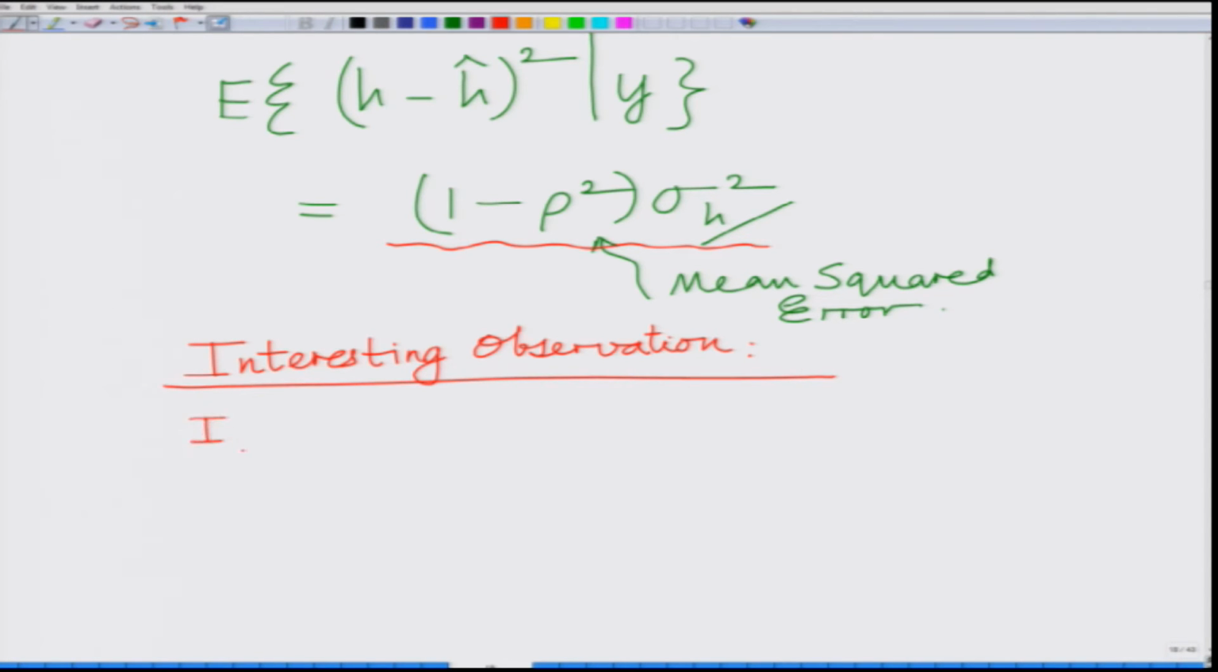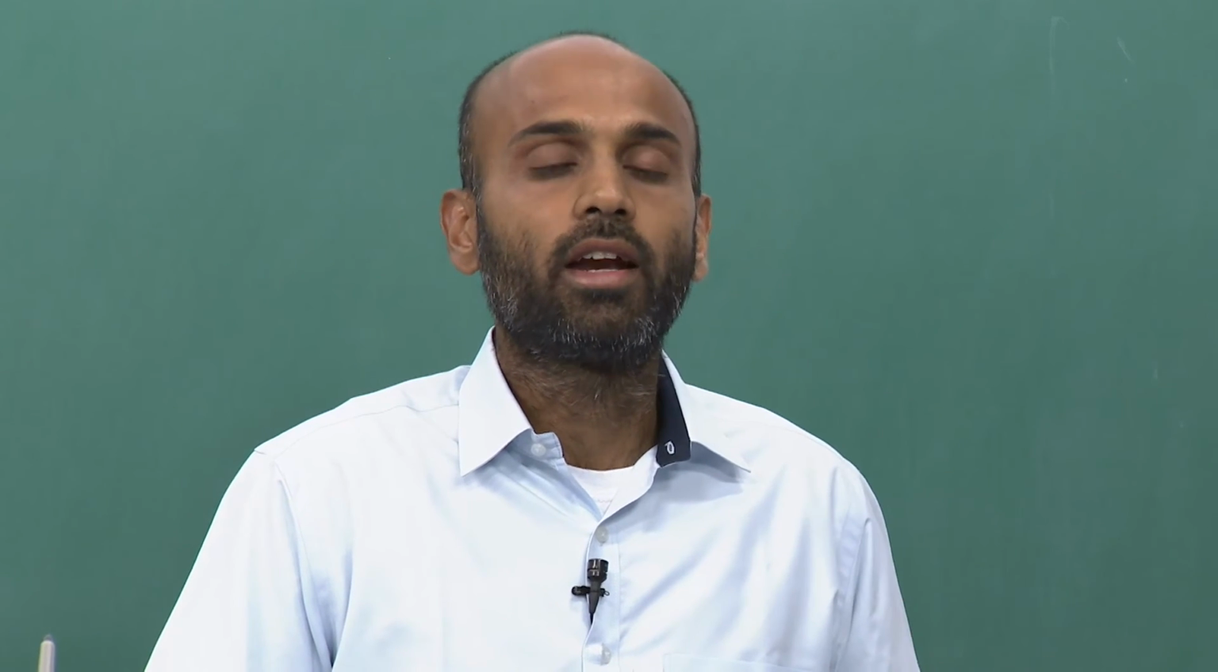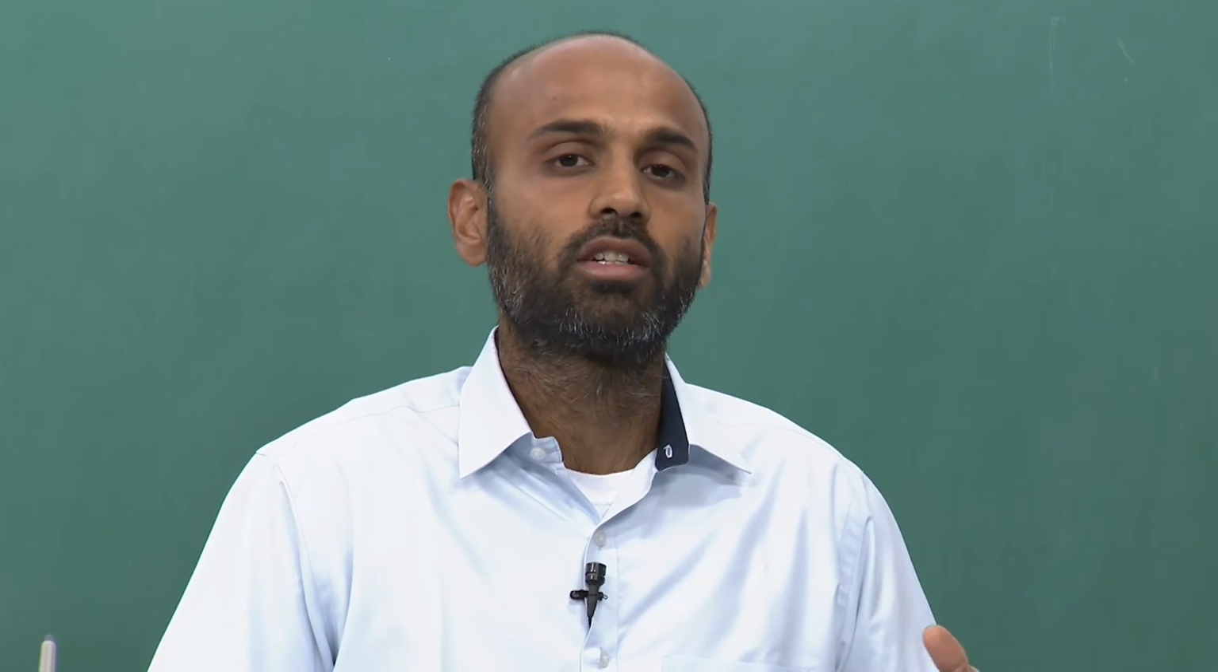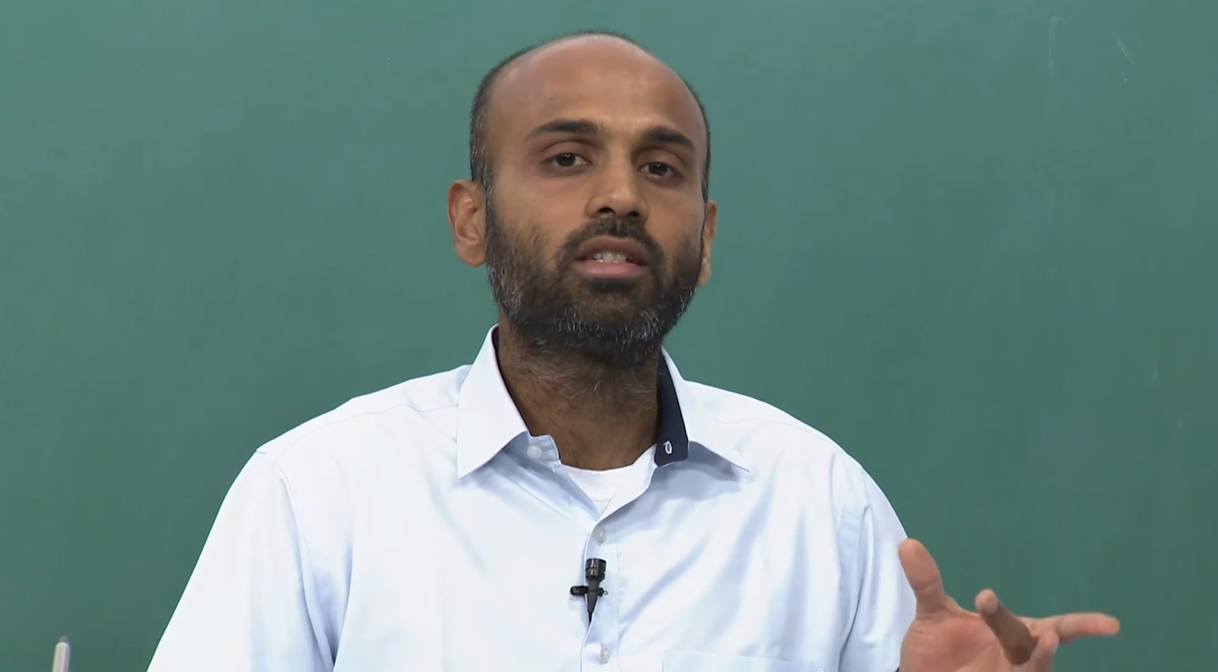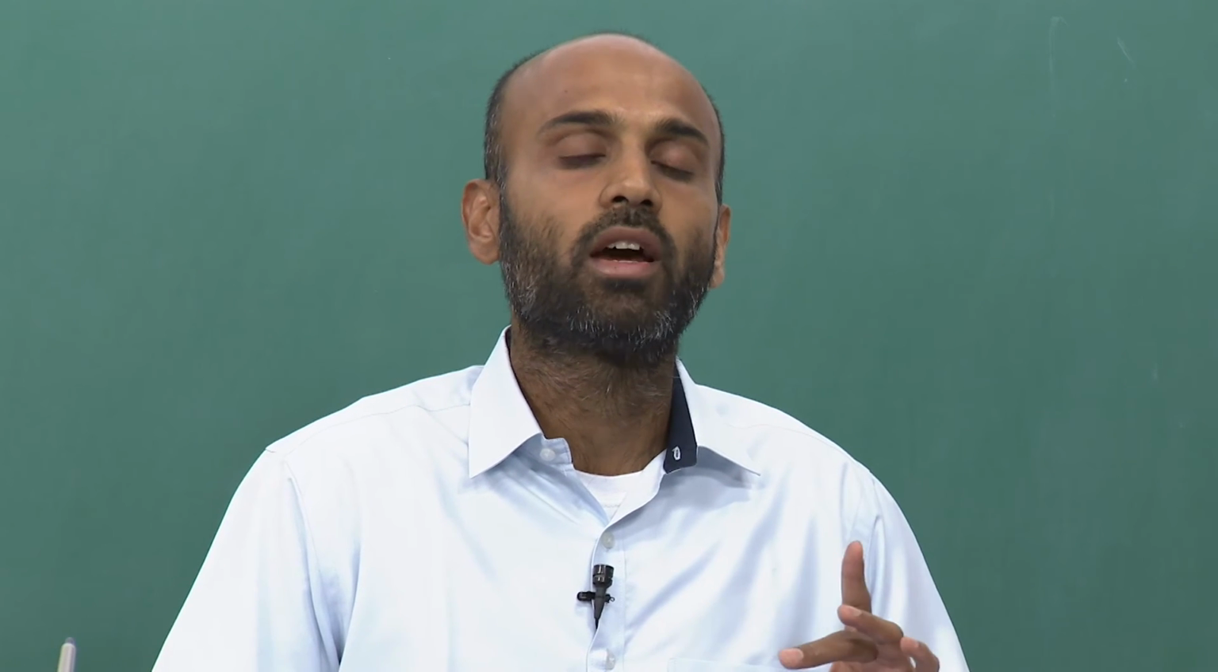Consider the simple case, if rho equals 1. Remember the correlation coefficient rho, we said, can lie between -1 and 1. Now, a correlation coefficient of 1 basically means y and h, that is the observation y and the parameter h, are statistically identical because the correlation is perfect, that is, the correlation is the maximum value of 1. On the other hand, if rho is -1, they are also statistically identical in a different way, that is h is basically minus y and y is minus h.